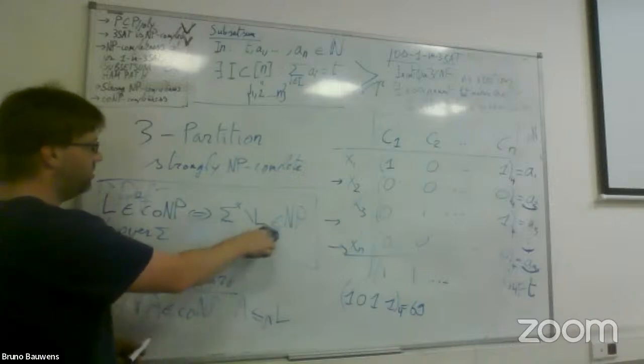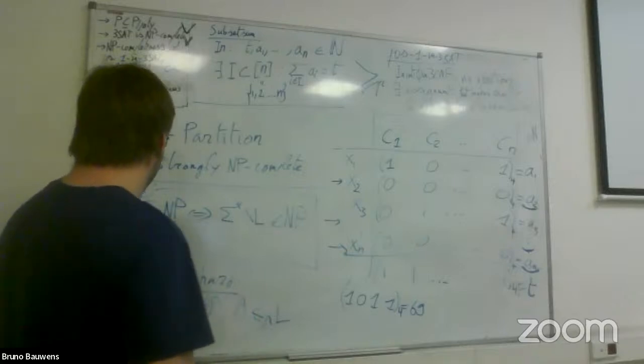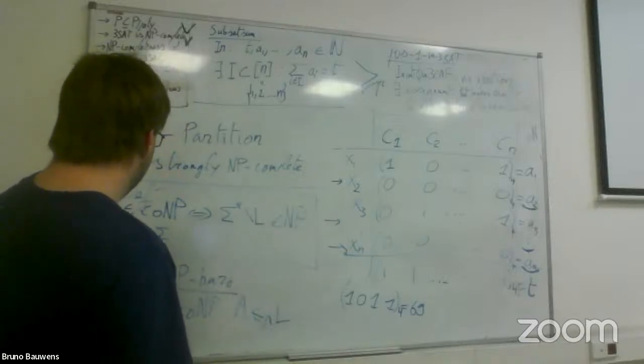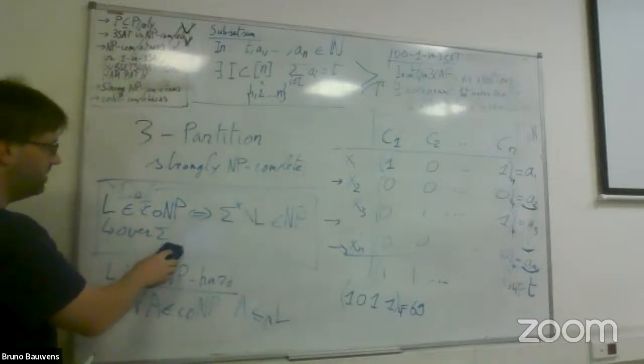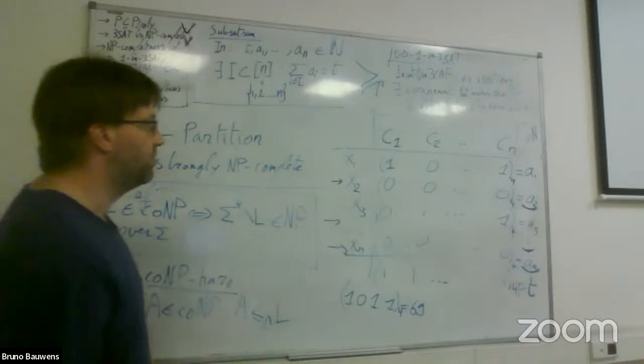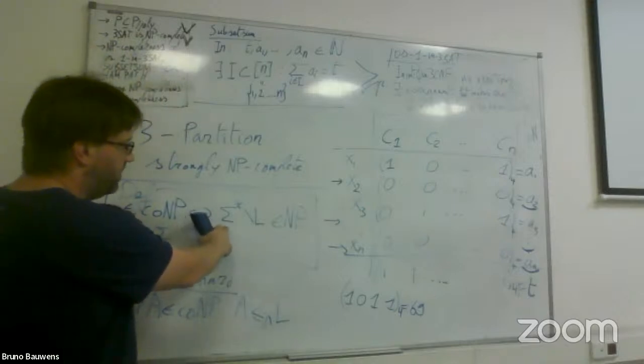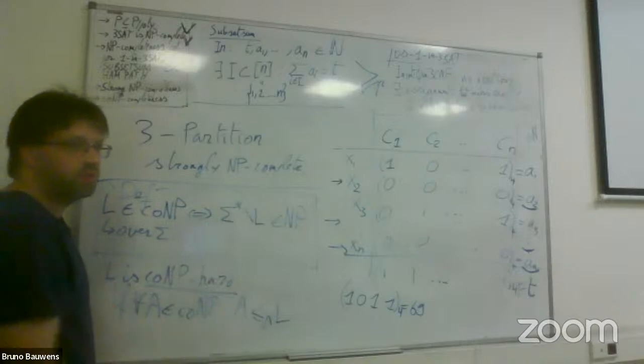We need to add that L is over sigma star. So you need to say what the alphabet is in order to say what the complement is. It's a formal definition, but most people think about sigma as 0, 1, binary languages.